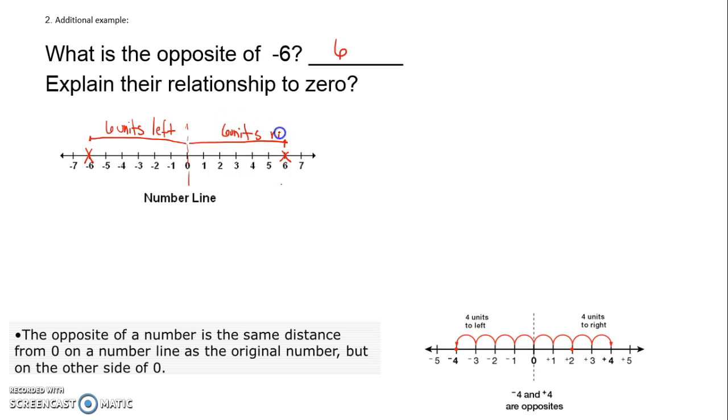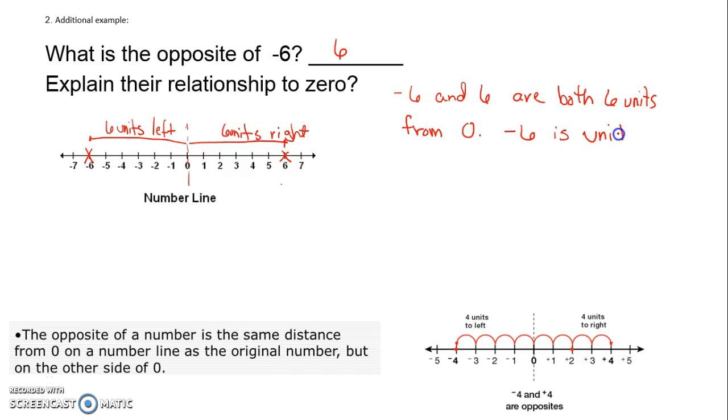And then it asks, explain their relationship to 0. -6 and 6 are both 6 units from 0. -6 is 6 units to the left of 0, and positive 6 is 6 units to the right of 0.